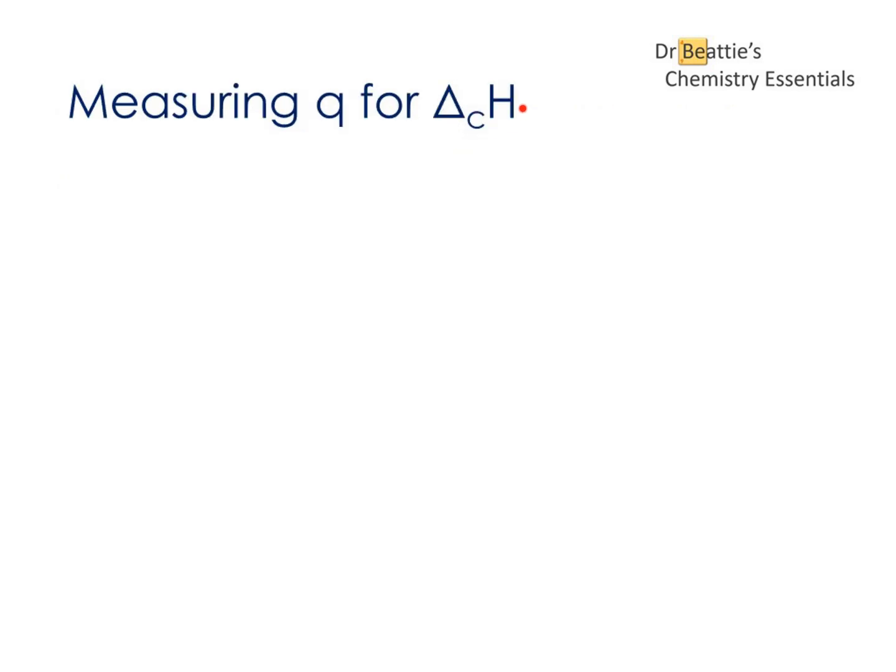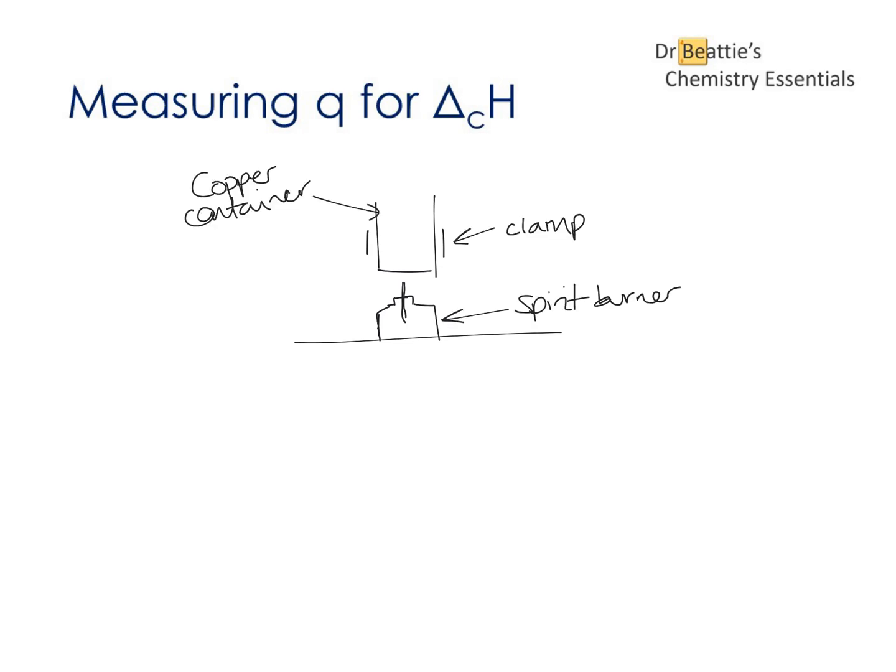In order to generate the data required to work out the enthalpy change of combustion, we need to carry out a specific type of experiment using a calorimeter. And so the setup will look something like this. And the copper container, which is a really good conductor, hence why it's used, will be full of a fixed volume of water. And the spirit burner, we would have taken a measurement of the amount of fuel in there before we start the experiment.